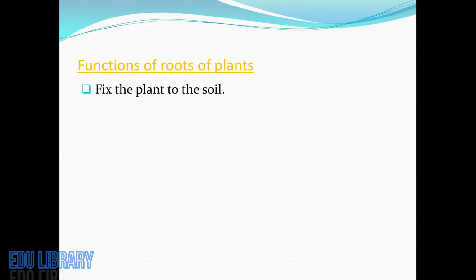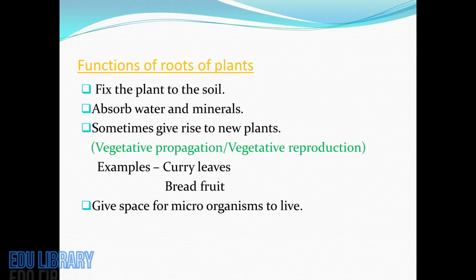Functions of roots of plants. Fix the plant to the soil, absorb water and minerals, sometimes give rise to new plants, which is called vegetative propagation or vegetative reproduction. For examples, curry leaf and breadfruit. Breadfruit means dell. Give space for microorganisms to live.